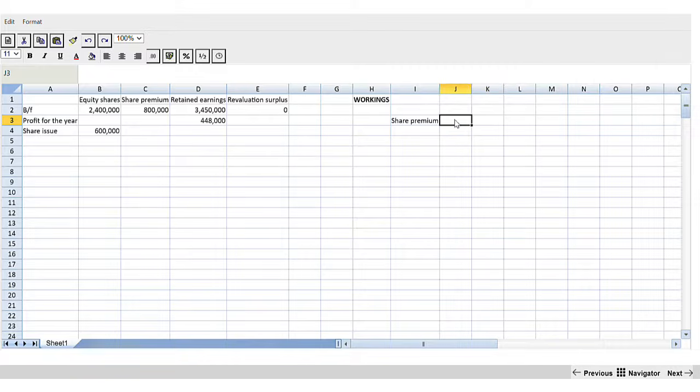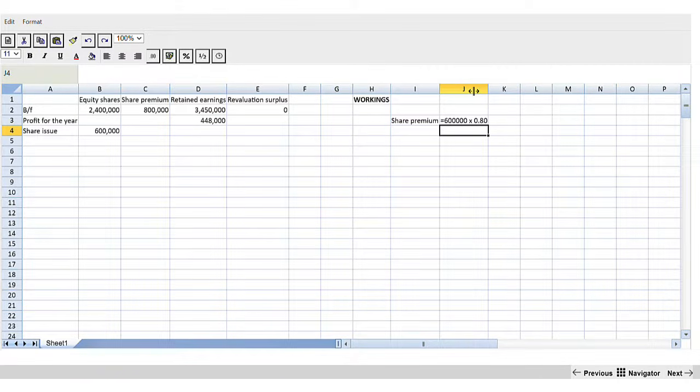My share premium there is equal to, what was it? 600,000 times by 0.80. Okay, there we go. If I tap that in, does it equal $480,000? Okay, brilliant. Again, just bits and pieces.